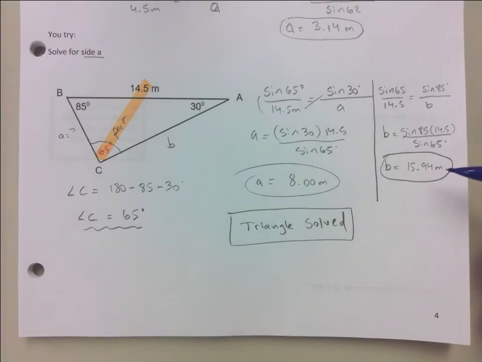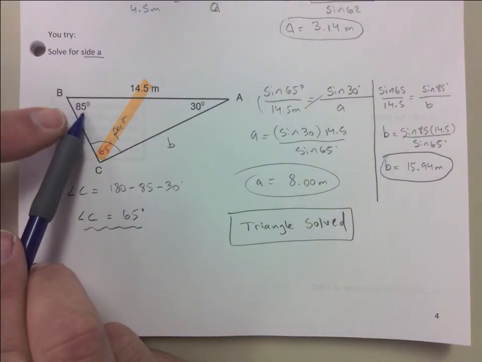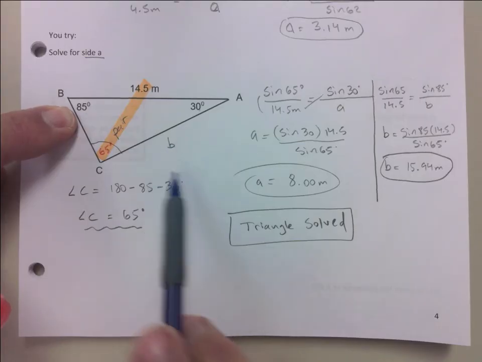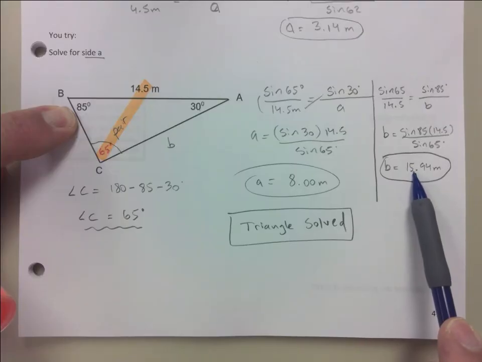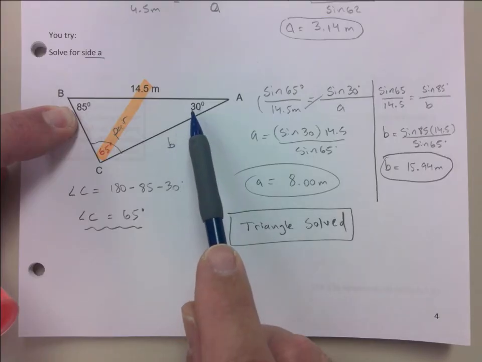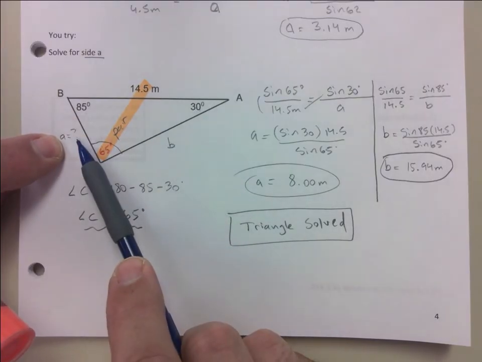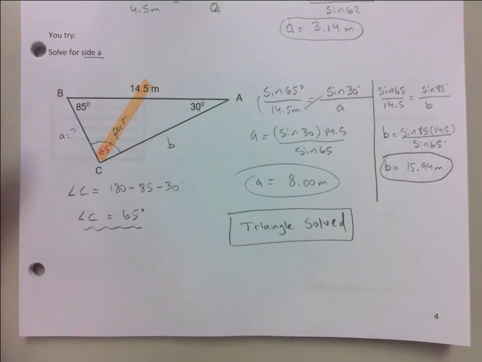Another thing here, let's check, is our largest angle across the longest side? So what's the largest angle? 85, right? We should have the longest side across from it. So we check all the sides. We've got 14.5, 8, and 15.95, so it does check out. And the smallest angle should have the shortest side across from it. 30 is the smallest angle. 8, which is across, is the shortest side, so we're doing good. Okay.